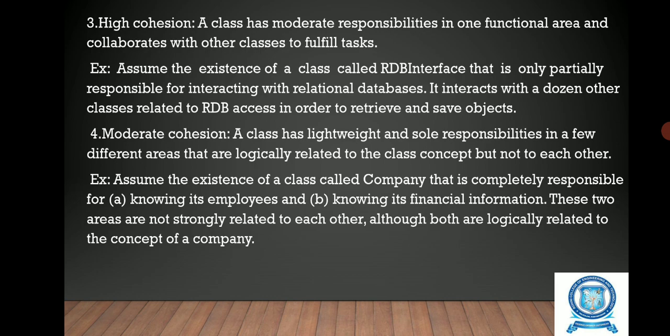Now let us see moderate cohesion: a class that has lightweight and sole responsibilities in a few different areas that are logically related to the class concept but not to each other. Example: assume the existence of a class called Company that is completely responsible for knowing its employees and knowing its financial information. These two areas are not strongly related to each other, although both are logically related to the concept of a company.